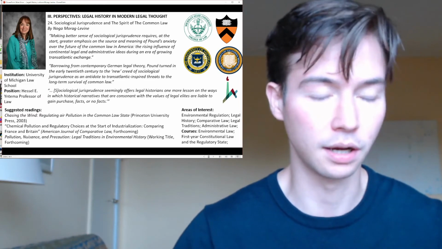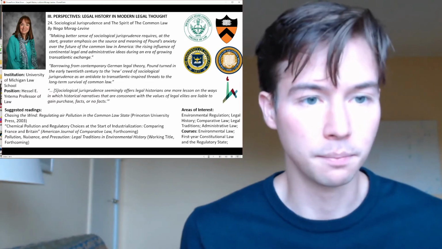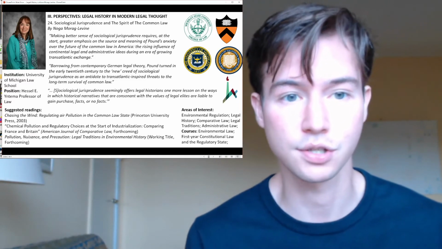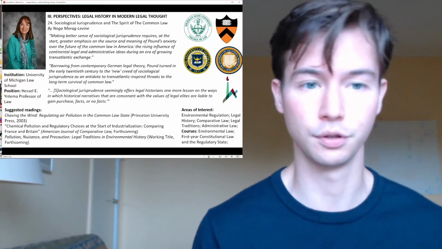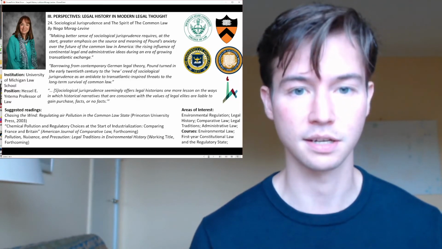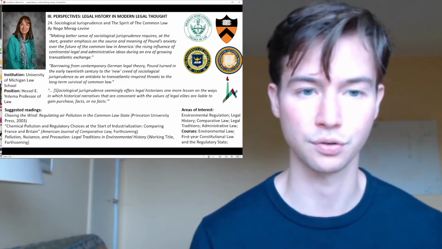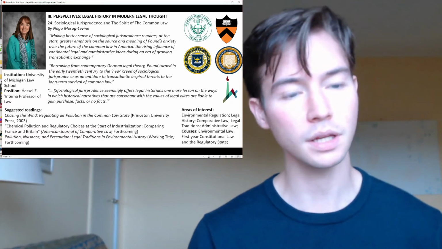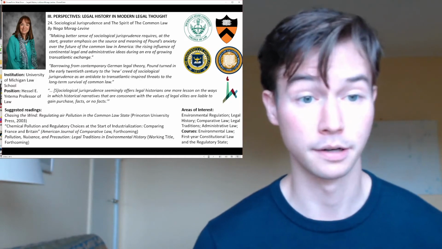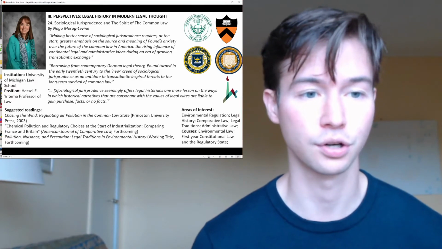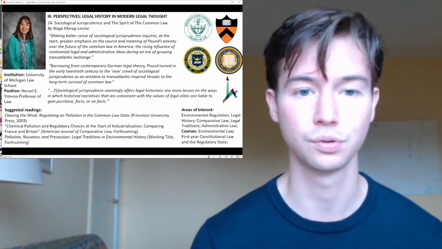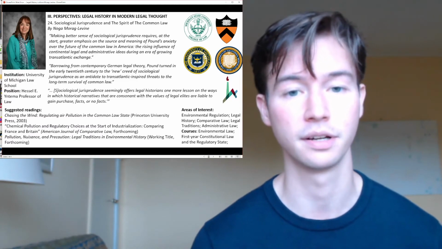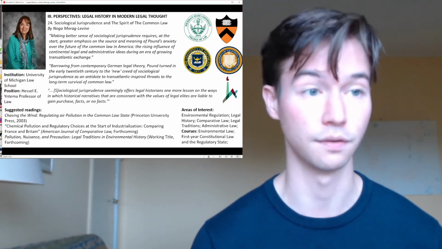As for the quotes: making better sense of sociological jurisprudence requires, at the start, greater emphasis on the source and meaning of Pound's anxiety over the future of common law in America, the rising influence of continental legal and administrative ideas during an era of growing transatlantic exchange. Next quote: borrowing from contemporary German legal theory, Pound turned in the early 20th century to the new creed of sociological jurisprudence as an antidote to transatlantic-inspired threats to the long-term survival of common law.